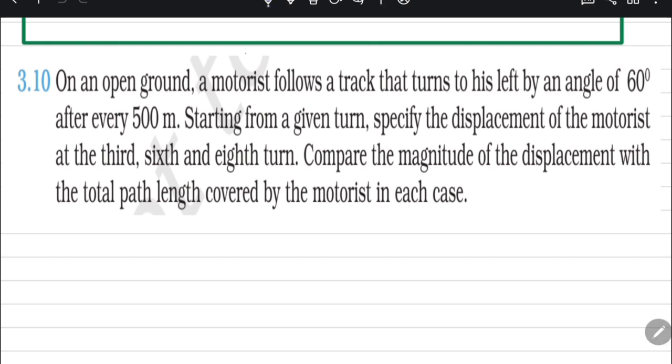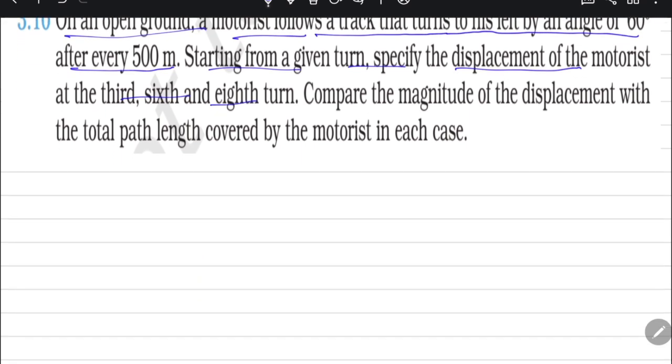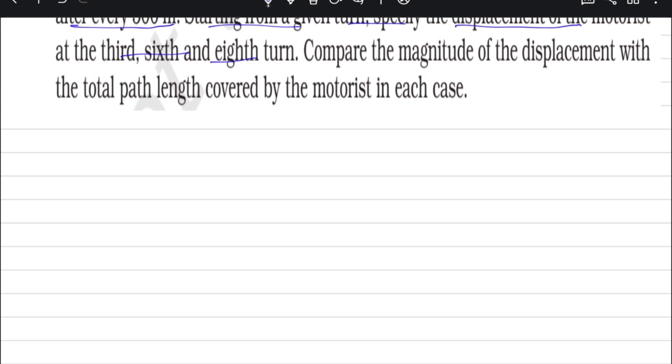Okay, so this question: on an open ground, a motorist follows a track that turns to his left by an angle of 60 degrees after every 500 meters, starting from a given turn. Specify the displacement of the motorist at the third, sixth and eighth turn, and compare the magnitude of the displacement with the total path length covered by the motorist in each case.